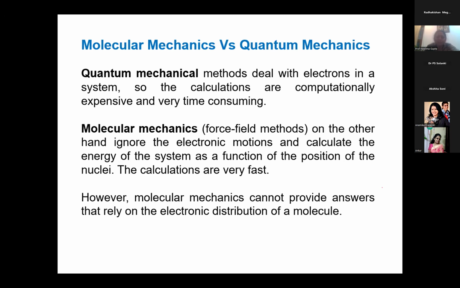Molecular mechanics, if we compare with quantum mechanics: the quantum mechanical methods deal with electrons in a system, so the calculations are computationally expensive and very time consuming. On the other hand, molecular mechanics, which is based on force fields, ignores the electronic motions and calculates the energy of the system as a function of the position of the nuclei. So these calculations are very fast. However, as I said earlier, molecular mechanics cannot provide answers that rely on the electronic distribution of a molecule or the exact values of certain properties.